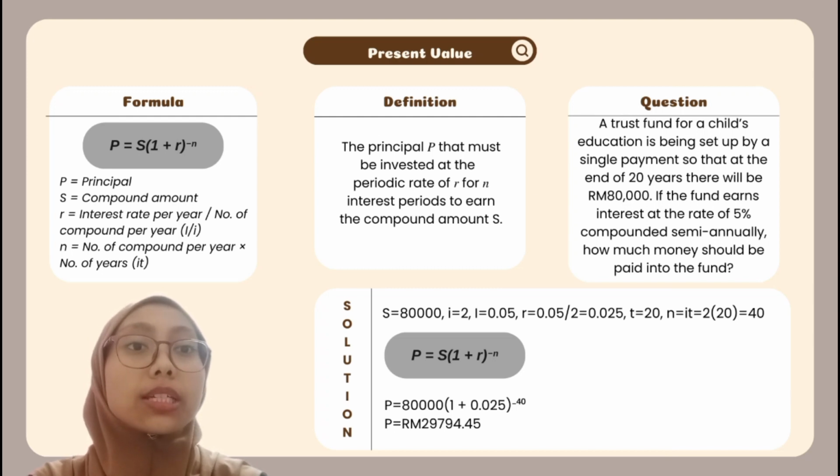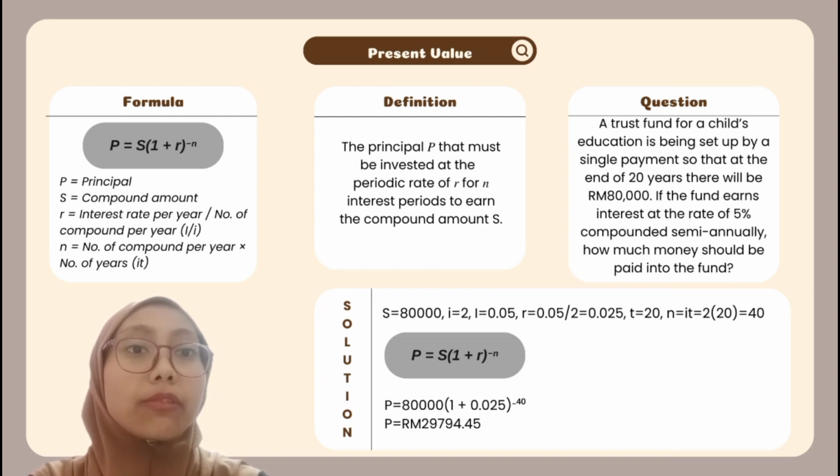So the question is, a trust fund for a child's education is being set up by a single payment, so that at the end of 20 years, there will be 80,000 ringgit. If the fund earns interest at the rate of 5% compounded semi-annually, how much money should be paid into the fund? Next, the solution. S equals 80,000.